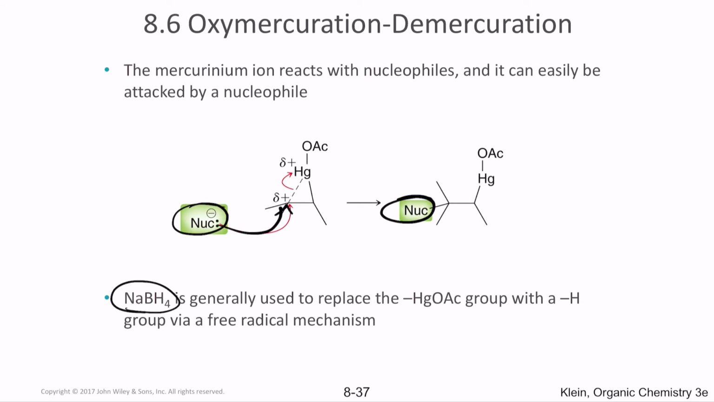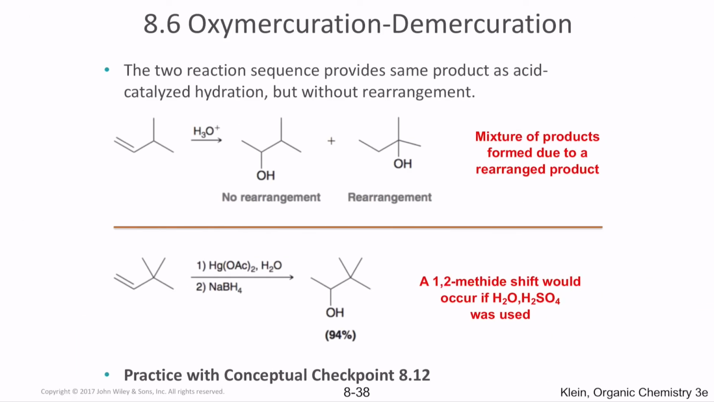Finally, we use sodium borohydride to replace the mercury with a hydrogen using the free radical mechanism. So these are two things that you need. First is mercuric acetate and water, and for the second part of the reaction we need sodium borohydride. So these are the things that you need.